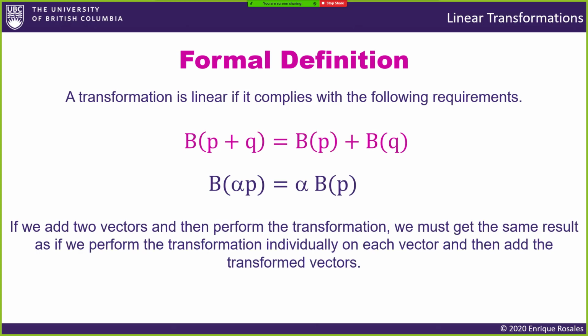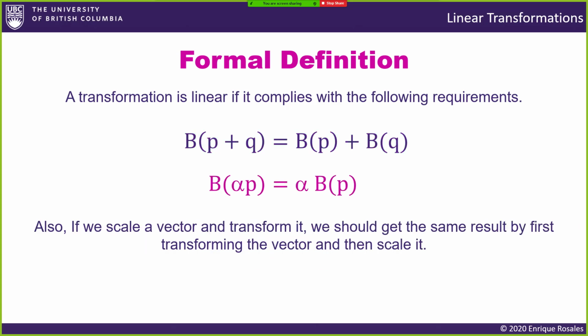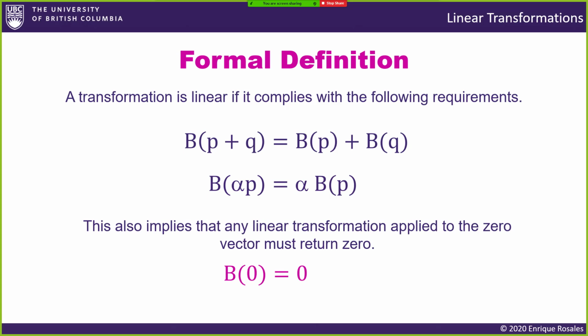So if we add two vectors and then perform the transformation, we must get the same result as if we perform the transformation individually on each vector and then add the transformed vectors, right? Also, if we scale a vector and transform it, we should get the same result by first transforming the vector and then scaling it. This also implies that any linear transformation applied to the zero vector must return zero.